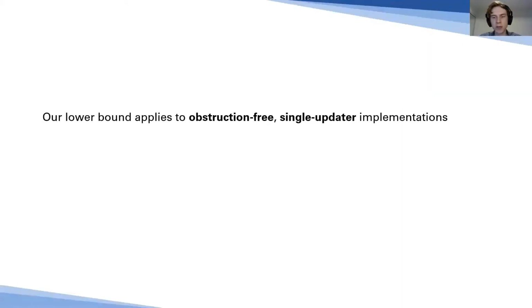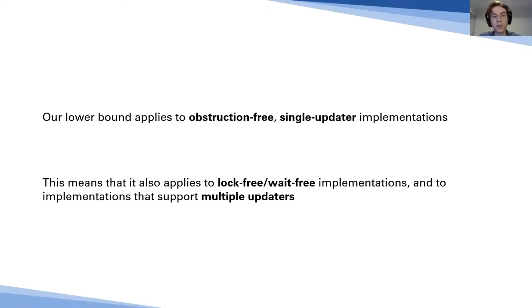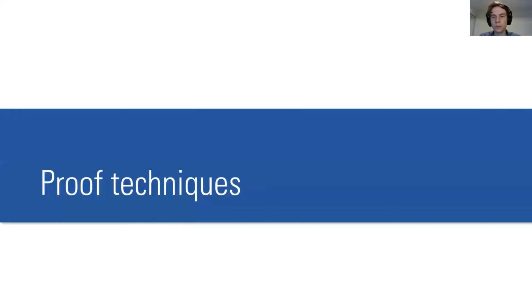I want to emphasize that our lower bound applies to obstruction-free single updater implementations. This means that it also applies to lock-free and wait-free implementations, since every lock-free and wait-free implementation is also obstruction-free. And it applies to multi-updater implementations as well. So our lower bound is actually very strong. So that's what our lower bound looks like.